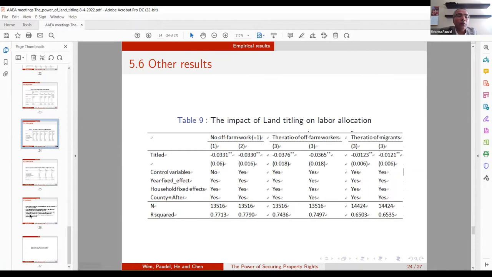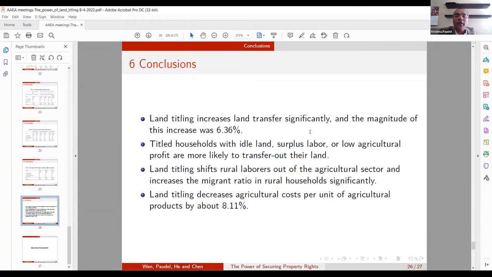So with that, I would conclude and say that land titling increases land transfer significantly, and the value is around 6.36%. The production cost decreases by 8.11%. And also land titling shifts rural laborers out of the agriculture sector and increases the migrant ratio in rural households significantly. So with that, I will stop sharing, and I will moderate the remaining session.